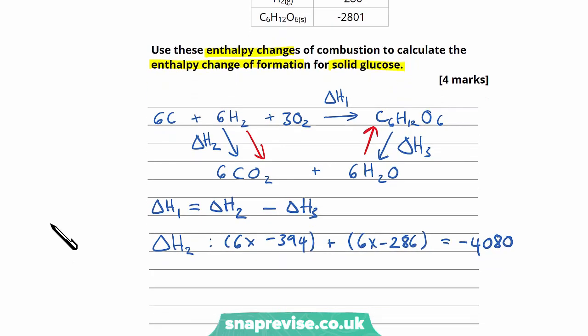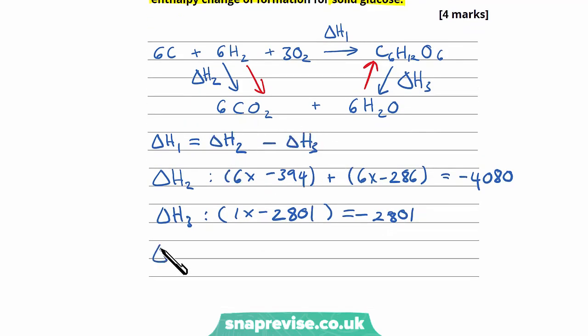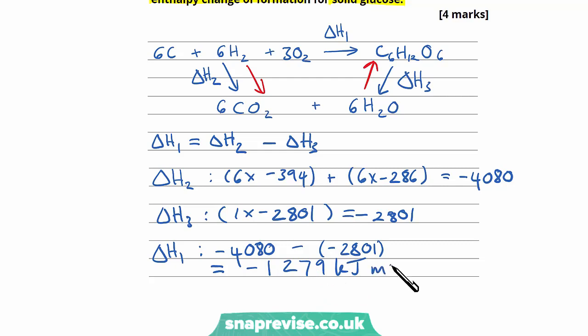Now to look at delta H3. We're simply combusting our molecule of glucose here, and in the table, the enthalpy change of combustion has given us minus 2,801. So 1 times minus 2,801 is equal to minus 2,801. Now, according to our equation here, delta H1 is equal to delta H2 minus delta H3. So that's minus 4,080 minus minus 2,801, which is equal to minus 1,279 kilojoules per mole. Again, we have one of those long-winded calculation questions.